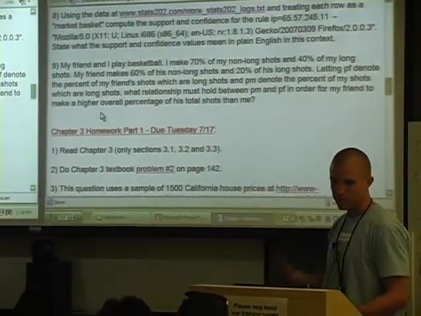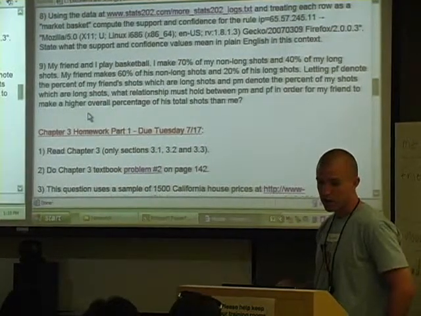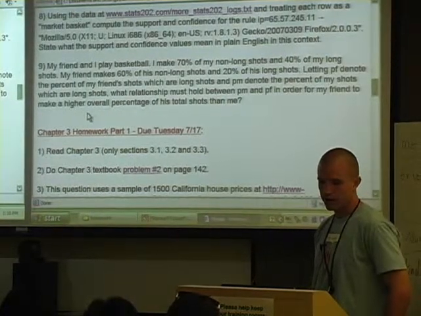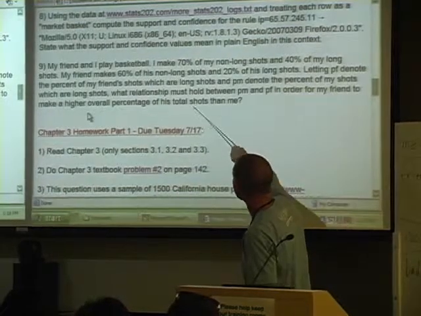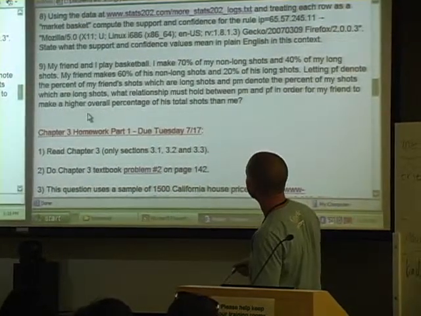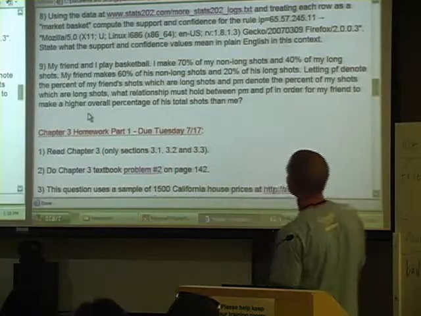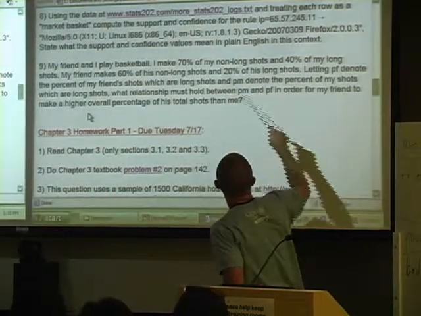Letting PF denote the percent of my friend's shots which are long and PM denote the percent of my shots which are long, what relationship must hold between PM and PF in order for my friend to make a higher overall percentage? If my friend is going to make a higher overall percentage, you know that he needs to shoot fewer long shots than I do, because the long shots are harder to make, and he's worse at them than I am, and he's worse at everything. He's 60 versus 70, and he's 20 versus 40.